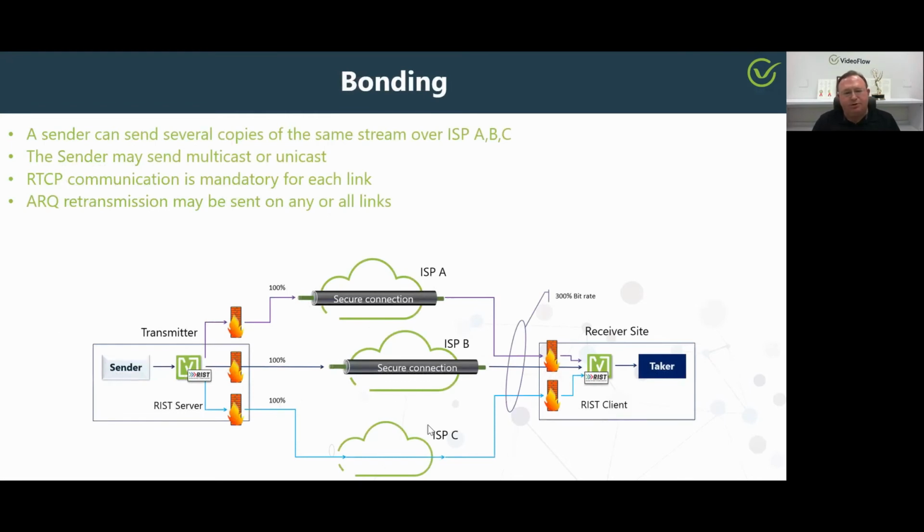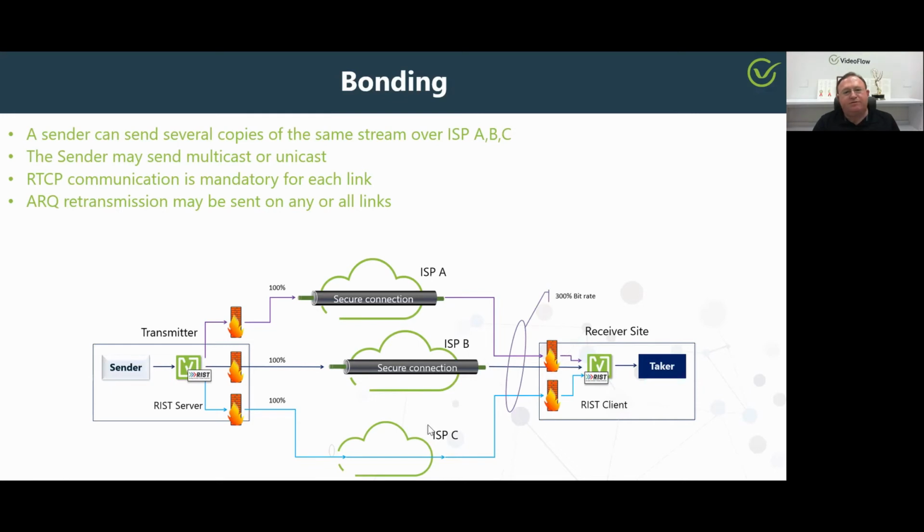So let's talk about bonding. Let's see an example. In this example, we have 3 links. 2 will use a RIST Main Profile tunnel, and 1 link will use a regular simple profile unicast or multicast. In this example, the sender has 3 links, while the receiver has only 2. The sender takes the stream and duplicates it across the 3 links, so that we will see 300% of the stream reaching the receiver.